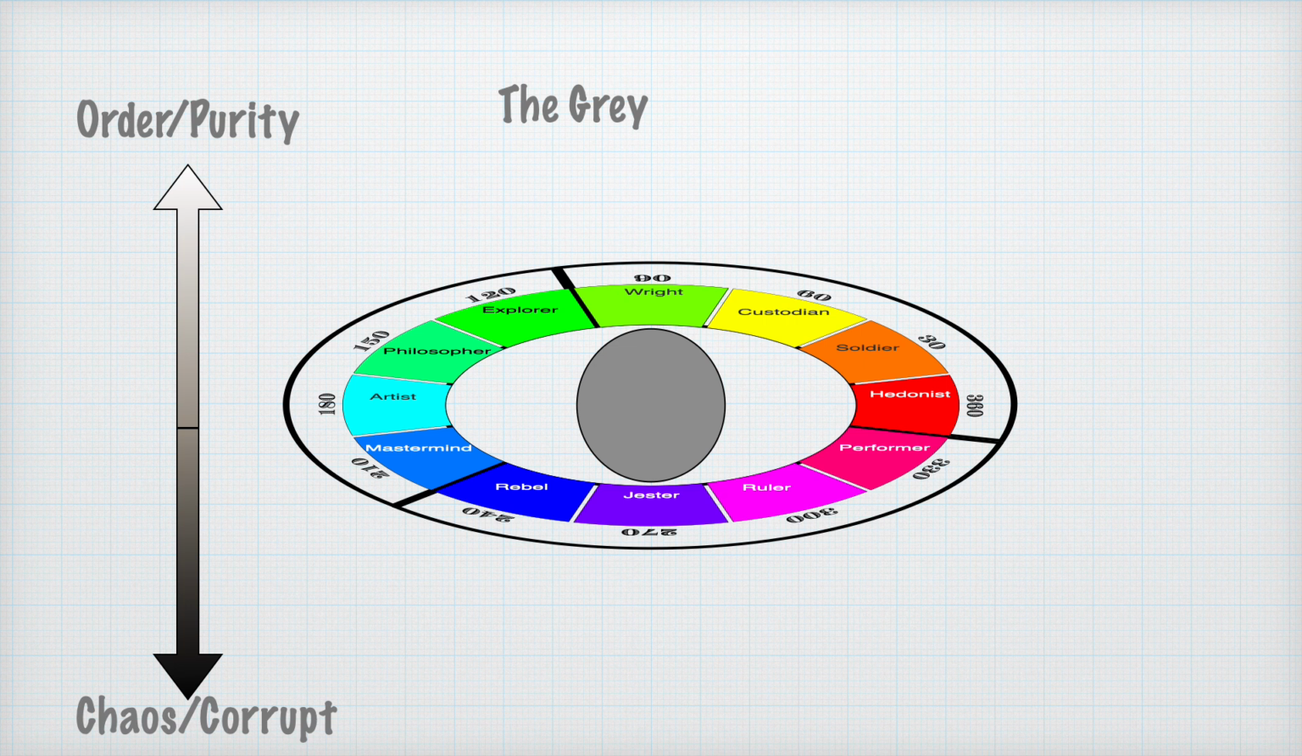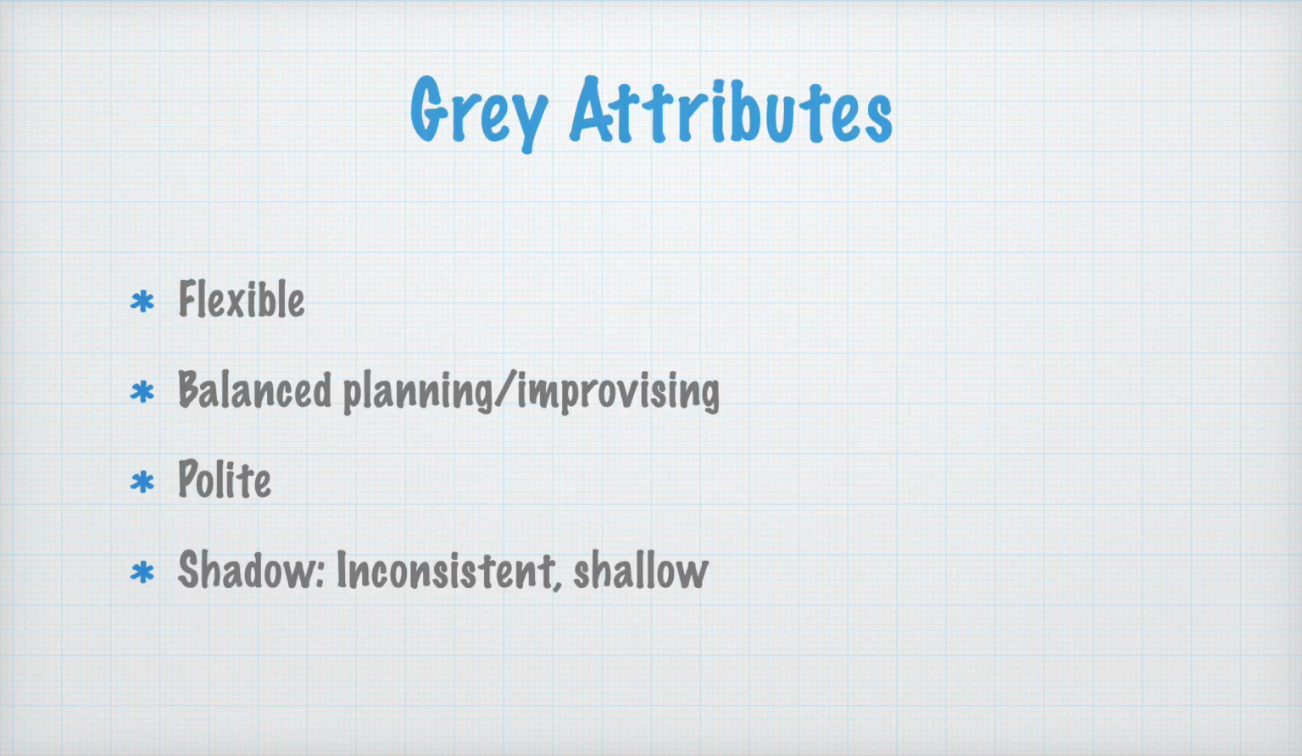We have a third extreme, which is a lack of extreme. I would call them the gray. This is literally where people meet you in the middle. These are people that don't have a pronounced archetype or approach. They bounce around the middle. And they're very flexible, and they're balanced between whether they're planning or improvising, and they're quite polite, but they're also inconsistent, shallow, and generally useless as far as magic is concerned.